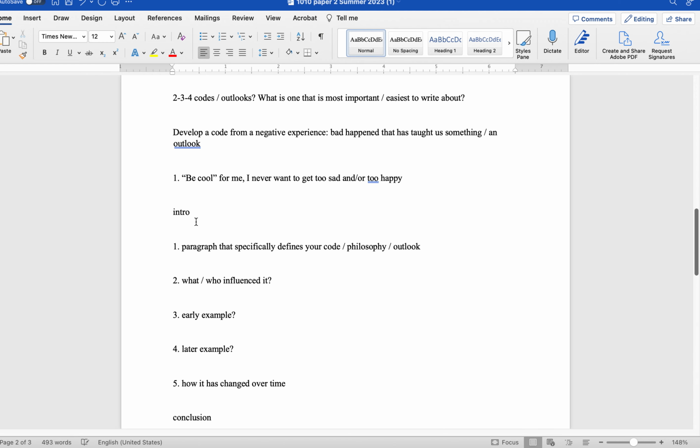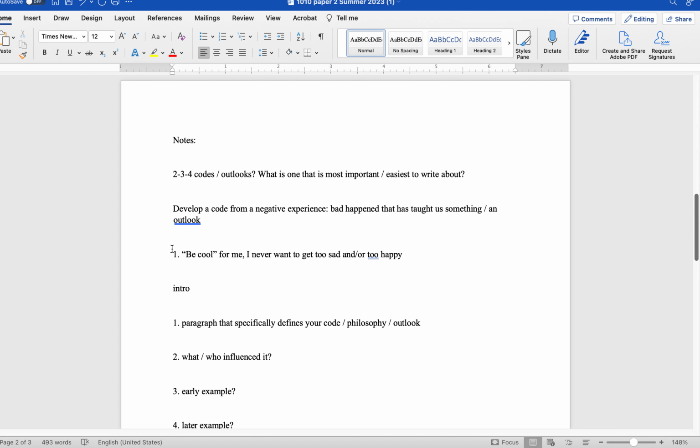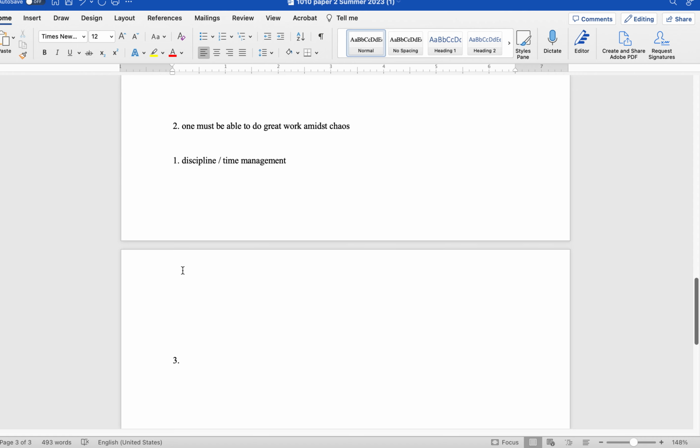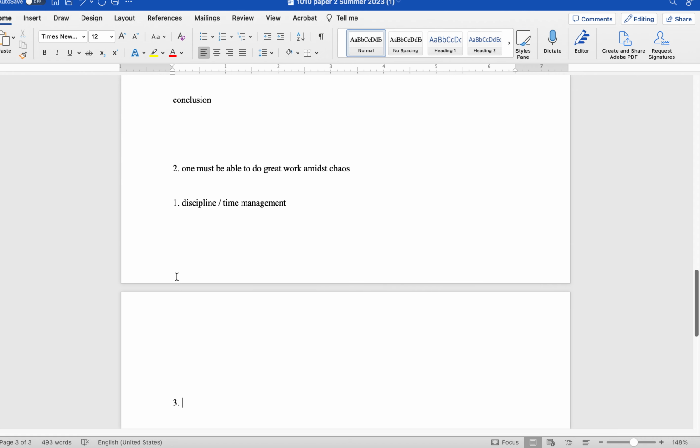So each of these, for this paper, again, is one philosophy, one code, one outlook. This isn't a grab bag. I don't want a bunch, because I really want you to go into detail about that one.